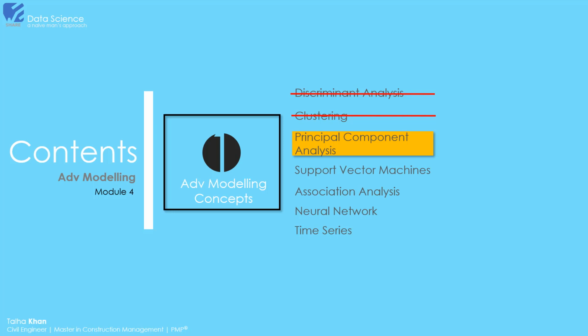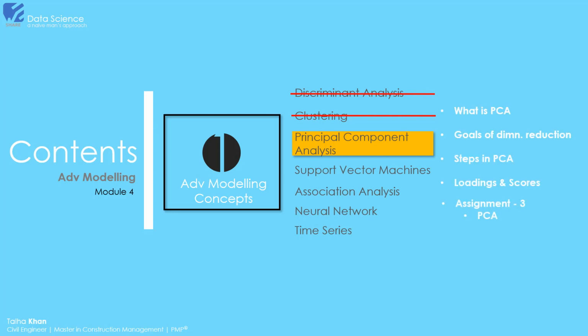In today's video, we'll discuss principal component analysis, another useful and important topic. If you recall, we talked about this in regression when we were discussing variable selection. So PCA is a dimension reduction technique.